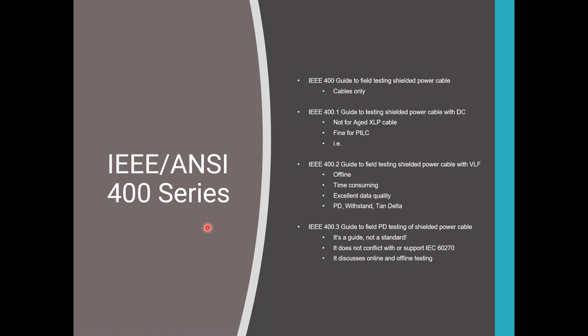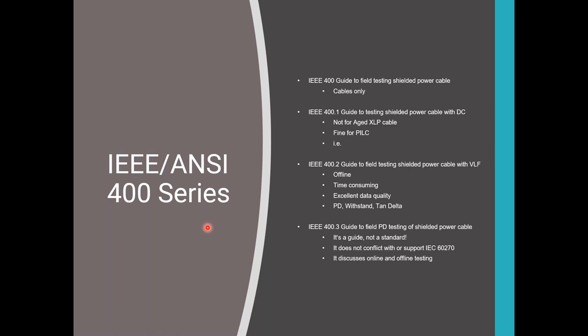IEEE and ANSI released the 400 series standards that give you very defined test standards for offline testing. IEEE has not released their standard, but they're working on a standard for online testing. So the 400 series, the 400.1, 2, 3, and I believe .4, all address offline testing of cables. The working committee is trying to get the approval for online testing, which we'll talk about the difference between offline and online in a little bit.